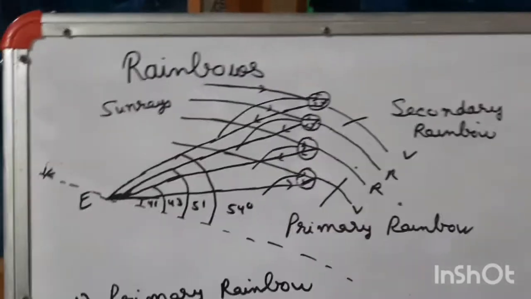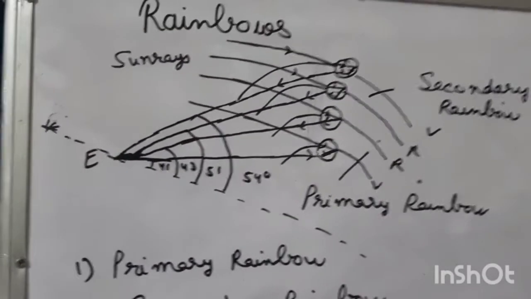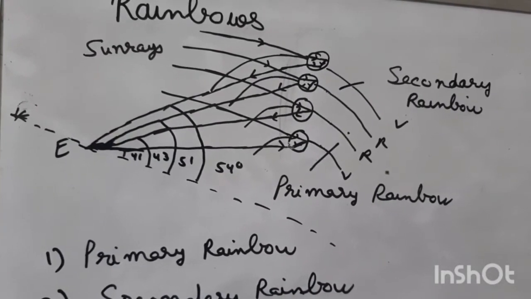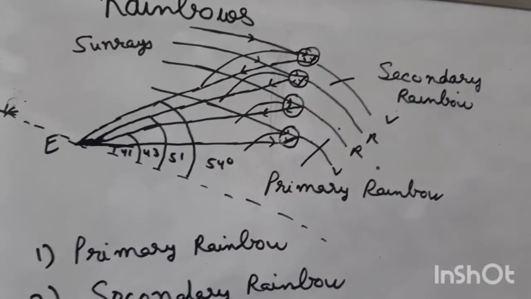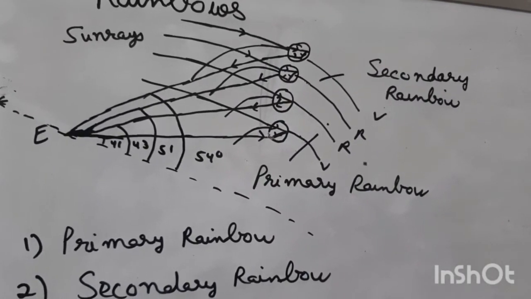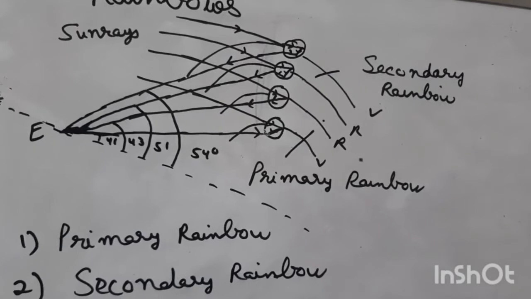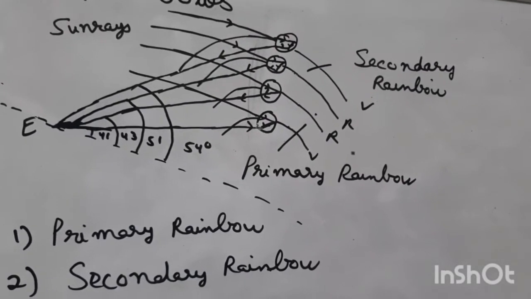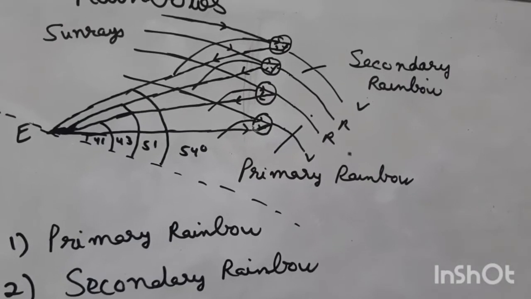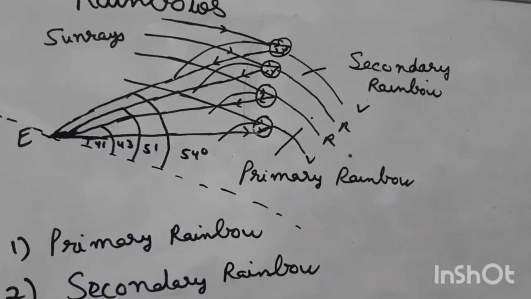Now students, whenever there is rainfall, and after the rainfall the sun reappears and the sun rays pass through the raindrops, then the observer who has his back towards the sun observes the arcs of spectral colors in the sky, that is known as a rainbow.